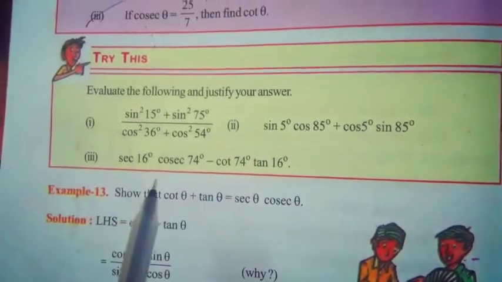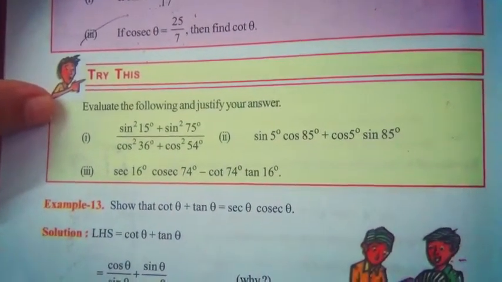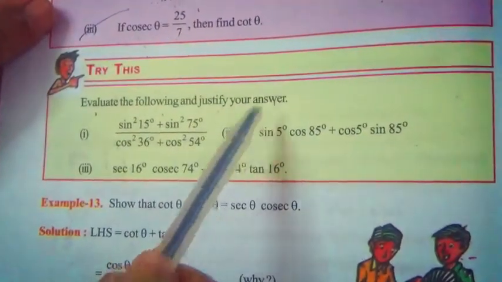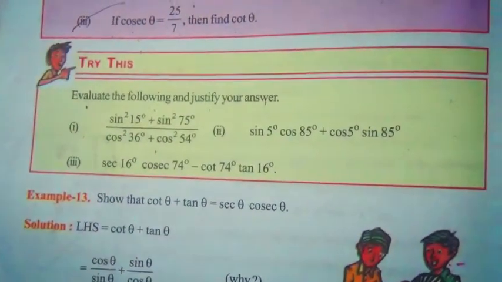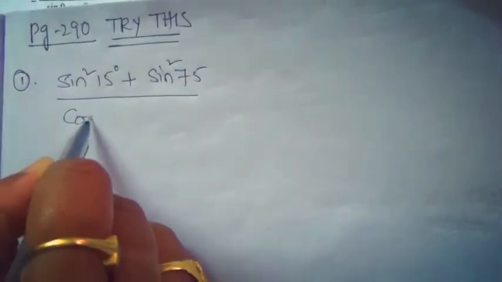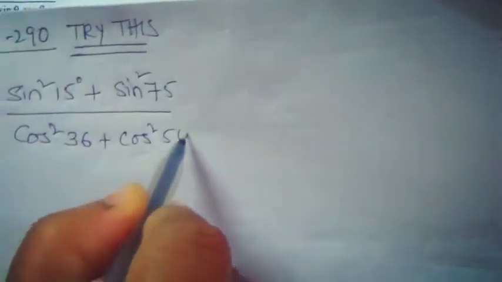Look at here, in the same page we have try this, page 290. In that first sum, evaluate the following and justify your answer. Evaluate the following means we have to solve these values. The first one is sine square 15 plus sine square 75, by cos square 36 plus cos square 54.